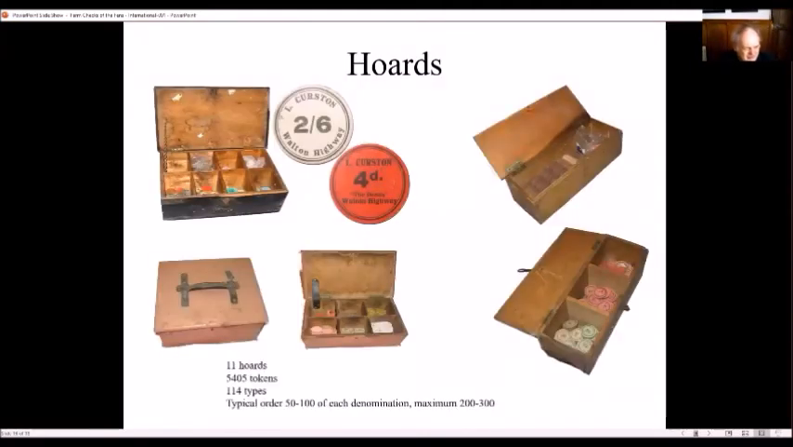So several hoards have been found. I've managed to analyse 11 of them, which included 5,400 tokens. So hoards, each one is from a particular farmer in its original wooden box. And my estimate from this is that each farmer would order between 50 and 100 of each denomination for his use on his farm. And really there'd be a maximum of around 200 to 300 ordered for each denomination. And that would require a bigger box. And some of these boxes are quite large, and this one would hold probably 100 or 200 in each of these compartments, especially of the small metal ones.